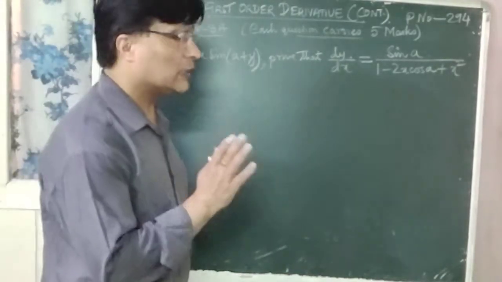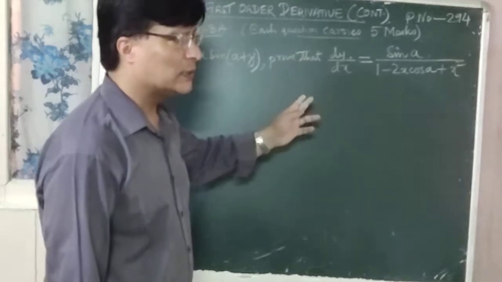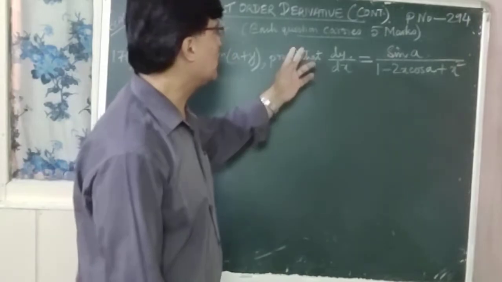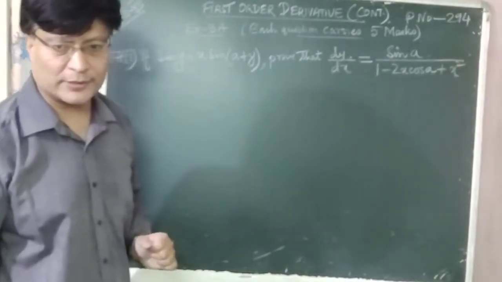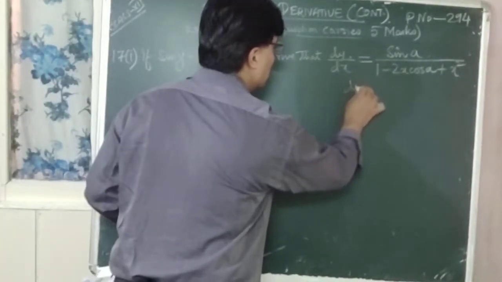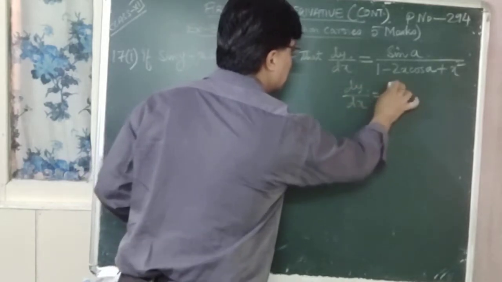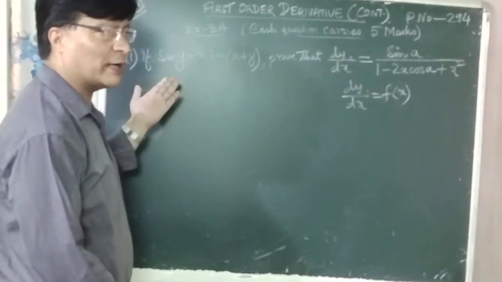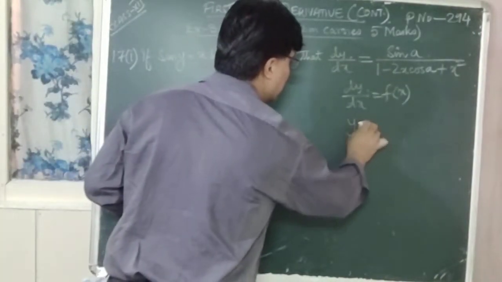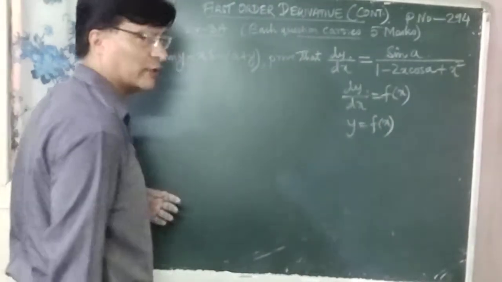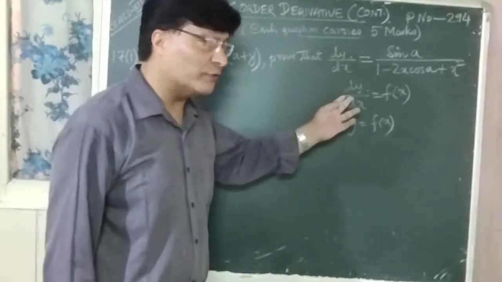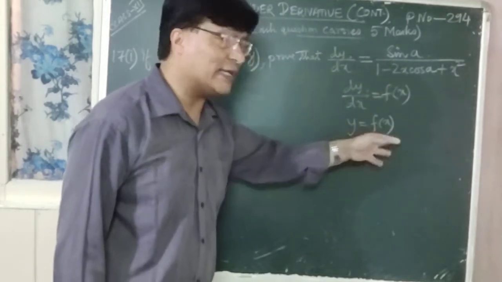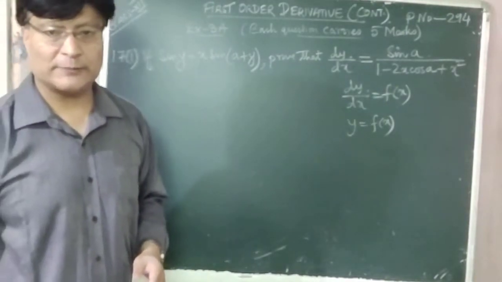Now, here in this case you have to prove dy by dx in terms of x. You have to prove dy by dx as a function of x. That means the given part should be expressed as a function of x. That is y as a function of x. So if you want to prove dy by dx as a function of x, you have to express y as a function of x from the given part.